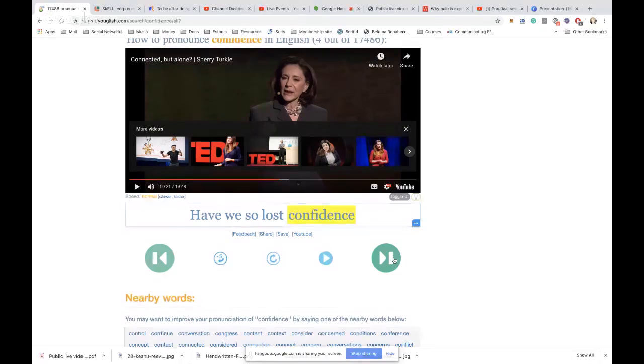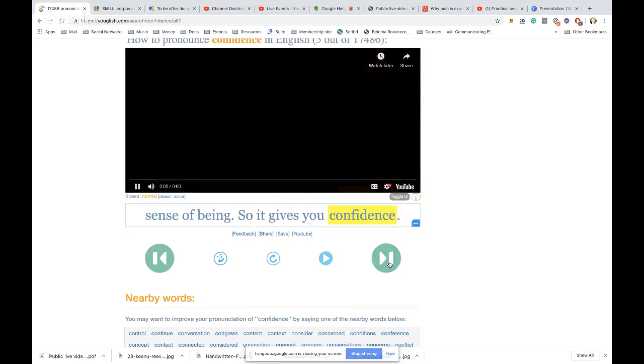It's a very interesting one. I, with my Russian-speaking brain, would have never said it this way in English. A lot of non-native speakers would say something like, did we lose confidence so much? But instead, you see, we can say, have we so lost confidence? It's an interesting one.